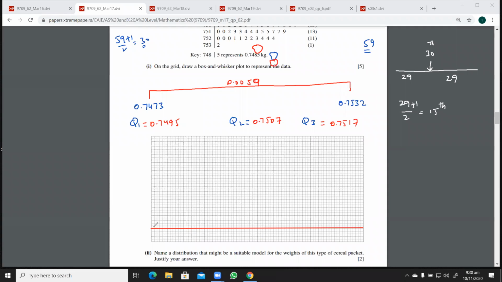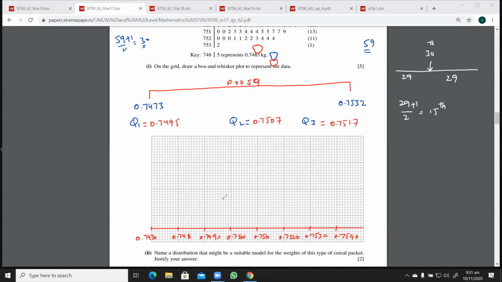So let us start from 0.7470. If I have 80 here, 90 here, 100 here, no. So I'm going to keep here 0.7480, 0.7490, 0.7500, 0.7510, 0.7520, 0.7530. So we have got a reasonable scale over here.